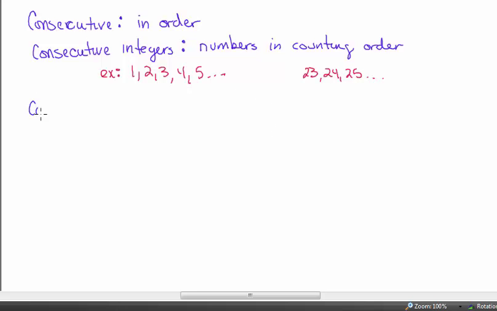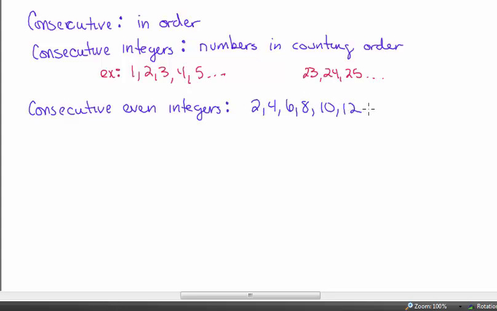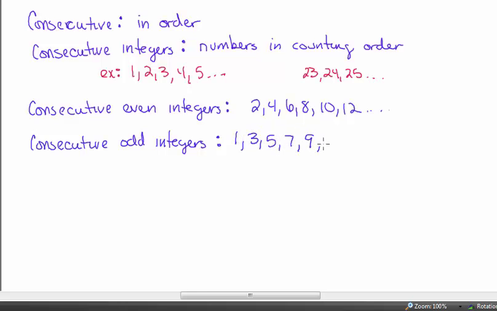Then we can have consecutive even integers. And those go up by 2. So 2, 4, 6, 8, 10, 12, etc. And we can have consecutive odd integers, which also go up by 2, but they start with an odd number, so they stay odd. 1, 3, 5, 7, 9, 11, etc.